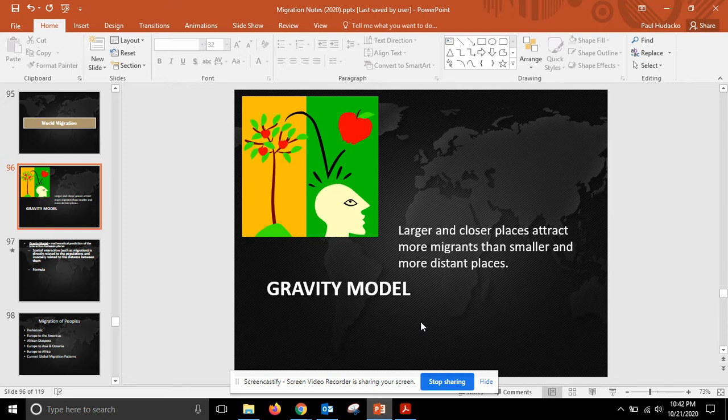So what we see here is when you have a longer distance, as long as it's a larger place, then you're more likely to be attracted there. So larger and closer places are going to attract more than smaller and more distant places. So you can have a longer distance, but also a large place, and you can overcome some of these things.